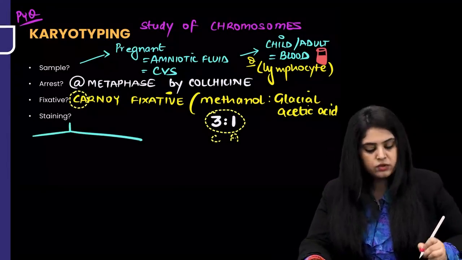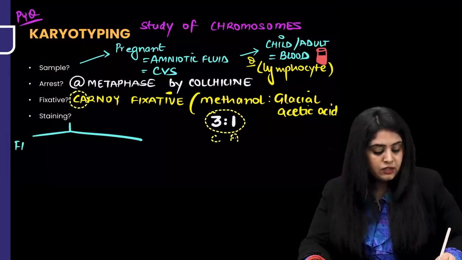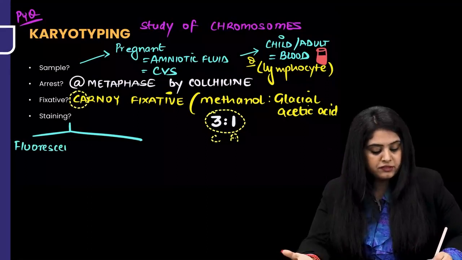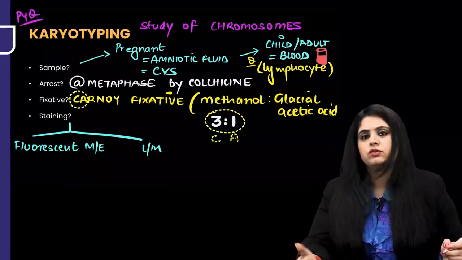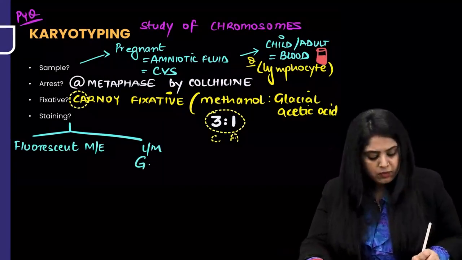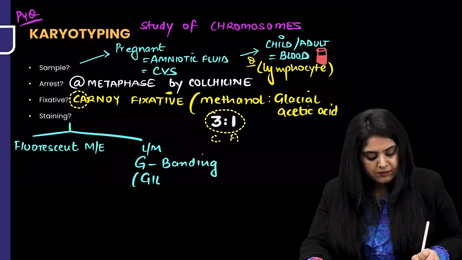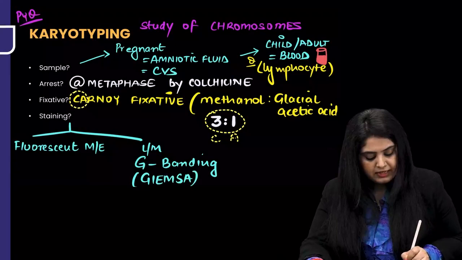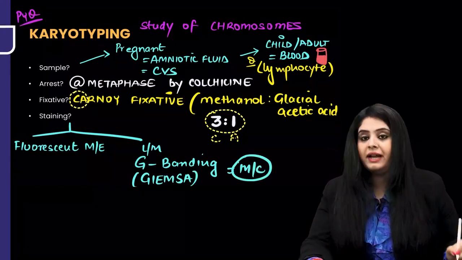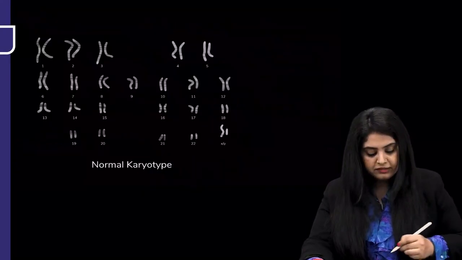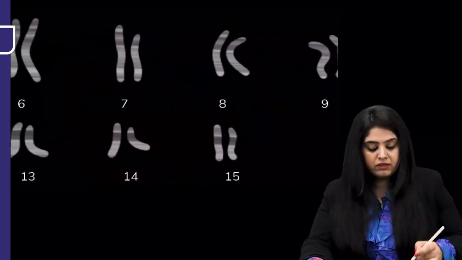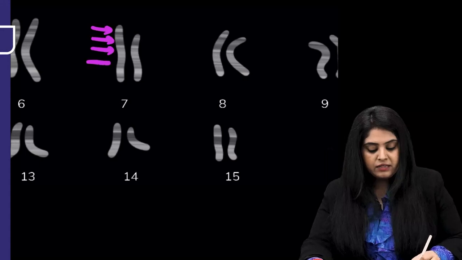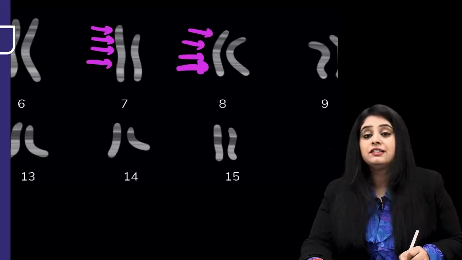Finally, what is the staining? We can do staining on two microscopes. Either I can use the fancy fluorescent microscope, or I can use the very basic light microscope. So for the light microscope, what we do is G staining or G banding. G means Giemsa. The most common staining or banding that we do is Giemsa banding. I'll show you a picture. Have a look at this. Can you see why this is a normal karyotype? Why did I call it banding? Because you can very well see there are dark and light bands present. So we know that this is known as banding.